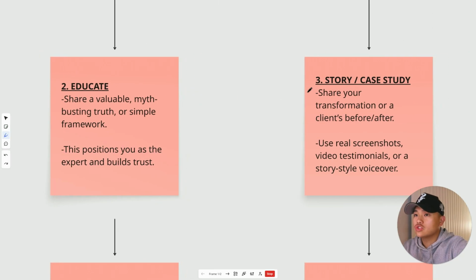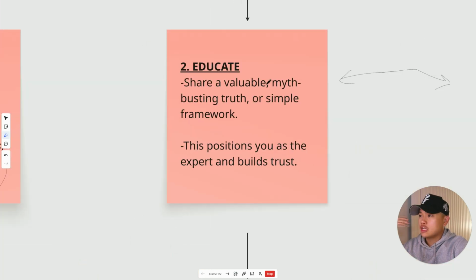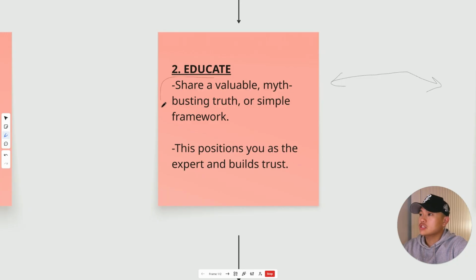Well, educate and story/case study, these can kind of be flip-flopped, I would say, just because they don't necessarily have to be in the same order, but a high converting story sequence still has both of these. So yeah, these can definitely be flip-flopped if you want. You can either do educating first or a story or a case study first. It doesn't really matter. But talking about educate, this is really just to share valuable or myth-busting truth or a simple framework. And this positions you as the expert, and it really builds trust.